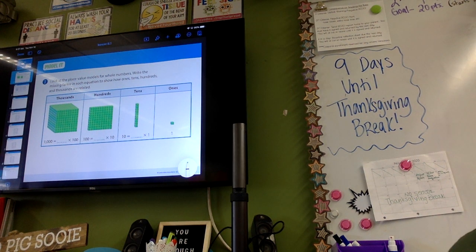So you can see there at number 1, it says, look at the place value models for whole numbers. Write the missing factor in each equation to show how ones, tens, hundreds, and thousands are related. So we're talking about whole numbers right now. We're not talking about decimals just yet. If you look at those pictures, you have a 1,000 base 10 block, which we don't ever deal with, a 100 base 10 block, a 10, and a 1. So we're going to start at 1,000.